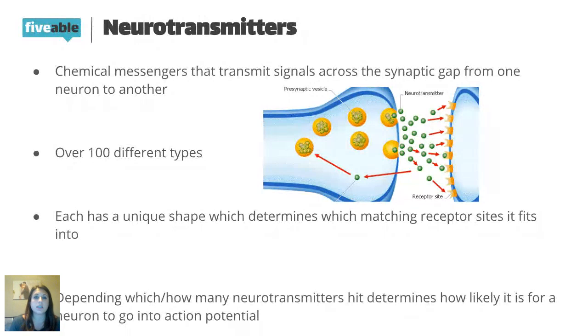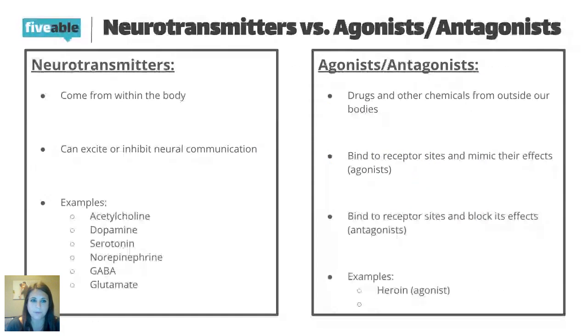And so just some things about neurotransmitters, because you're going to also see some things called agonists and antagonists, and I want you to be able to differentiate between them. So neurotransmitters come from within us. Our body naturally makes these chemicals. And they can both excite or inhibit neural communication.